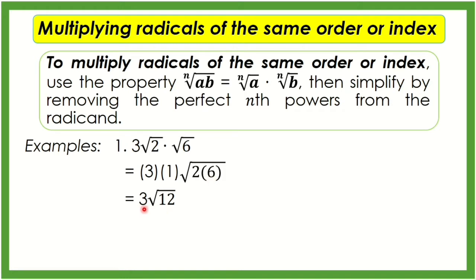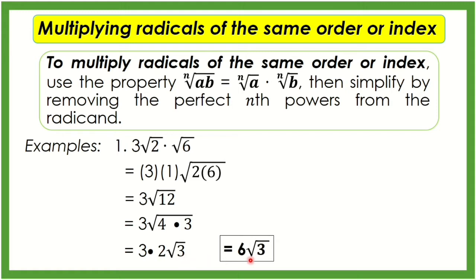Hindi pa ito ang ating final answer dahil hindi pa ito naka-simplest form. Let's simplify square root of 12. Isip tayo ng factors ng 12 na merong perfect square. Ang factors ng 12 ay 4 and 3. 4 is a perfect square. Ang square root ng 4 is 2. Imumultiply natin ngayon sa 3. And then, may iwan sa loob ng square root yung 3. 3 times 2 is 6 times square root of 3. Therefore, our answer is 6 square root of 3.